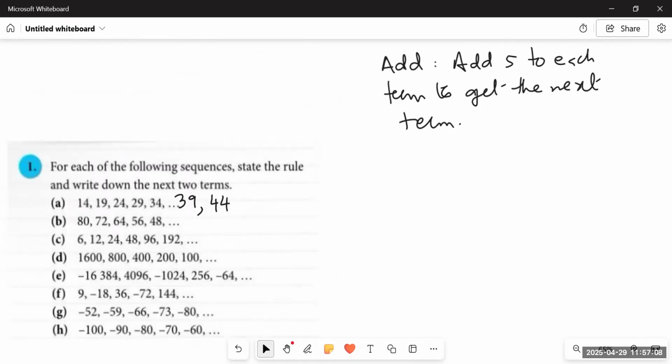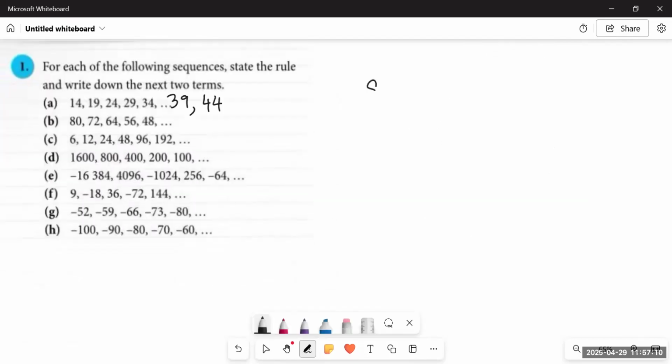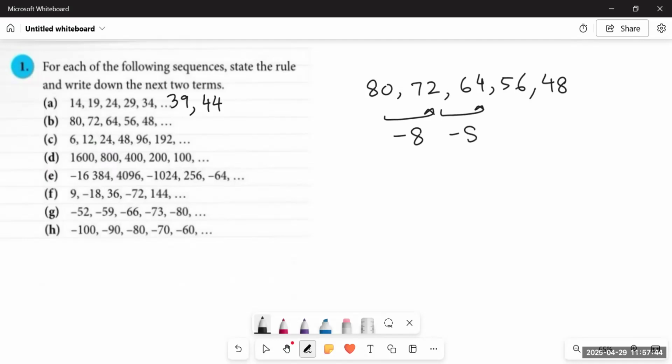Now comes part B, 80, 72. You see the numbers are decreasing, 80 and then I must have subtracted something from it to get 72, because 72 is smaller than 80. So what am I going to do? I'll start reverse counting: 79, 78, 77, 76, 75, 74, 73, 72. So what am I doing? I'm subtracting 8. Similarly, let me check whether I have to subtract 8 again from 72 to get 64. Yes, 72 minus 8 is equal to 64, and this continues.